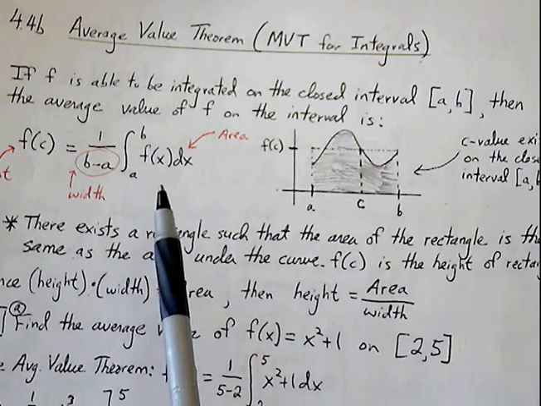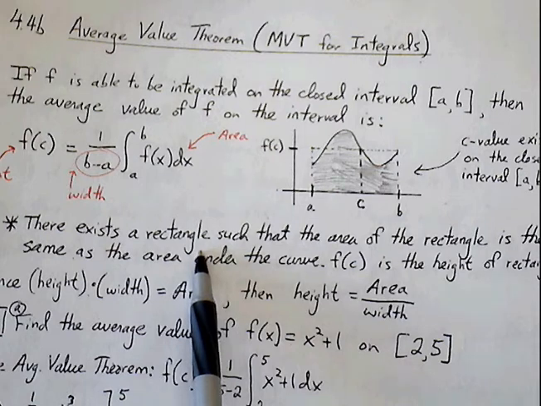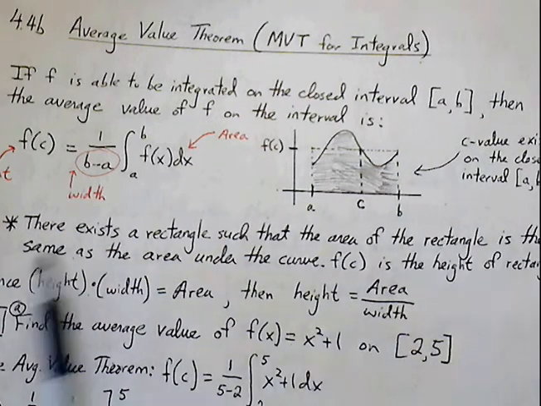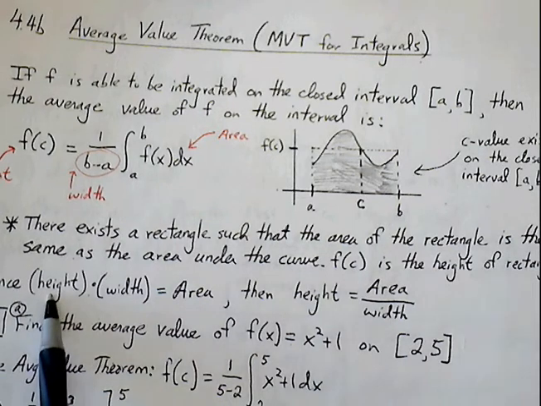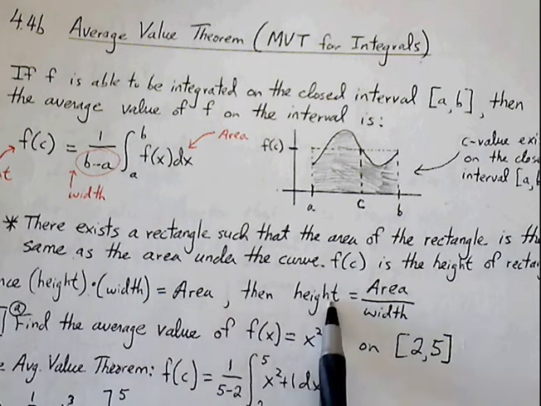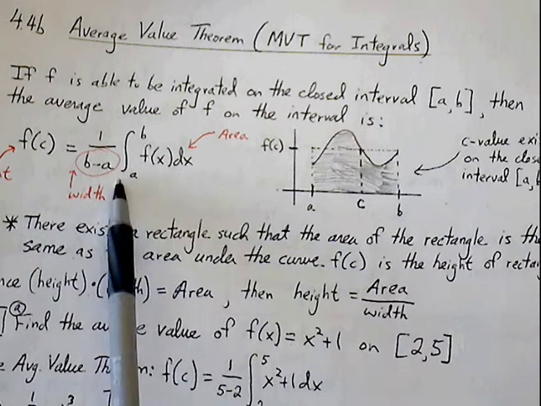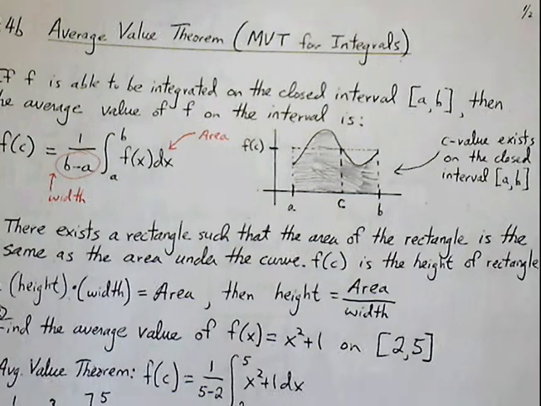So there exists a rectangle such that the area of the rectangle is the same as the area under the curve. So again, since height times width is equal to area, then height is simply equal to area over width, which is provided here.